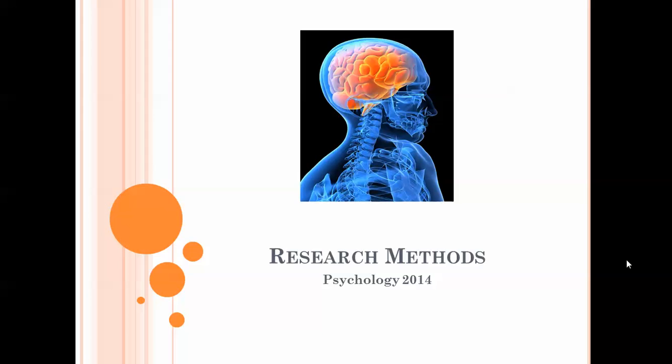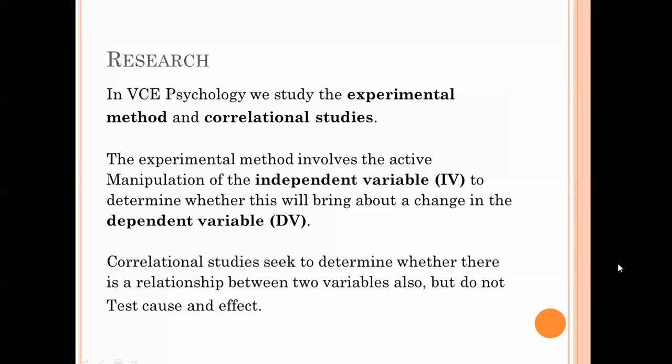Okay, so basically when we do research in psychology, there are two different ways of doing research. In class at the moment, we've been focusing on the experimental method, and the experimental method is when we actively manipulate one particular variable, the independent variable, to see if it affects the dependent variable, what change it has on it. The other way that you can do a study is to basically just look at relationships that already exist between variables.